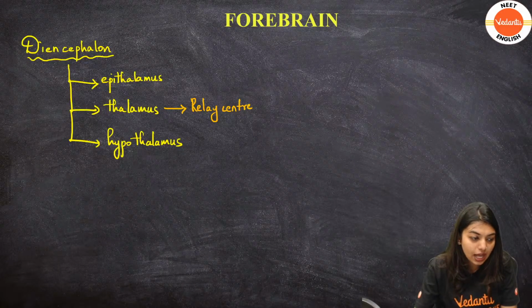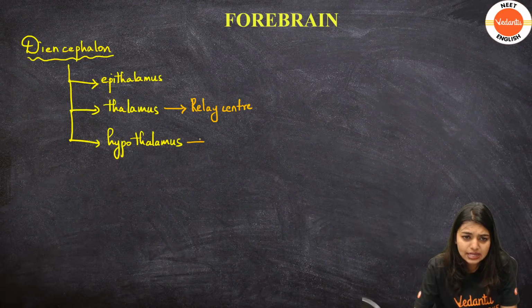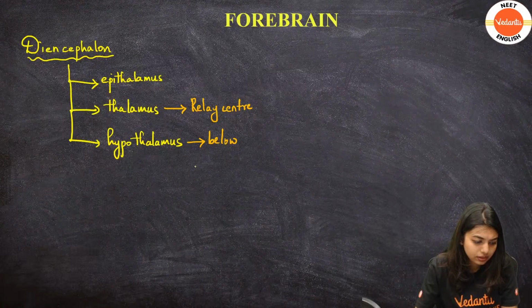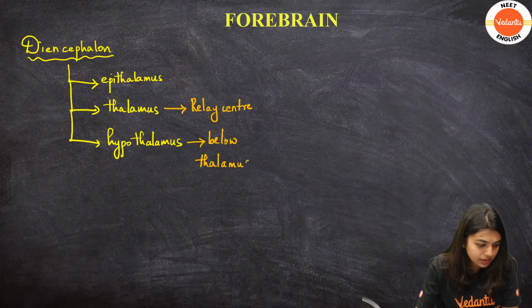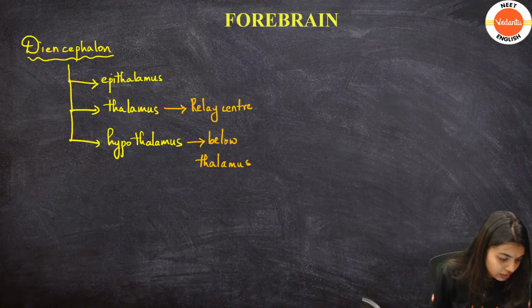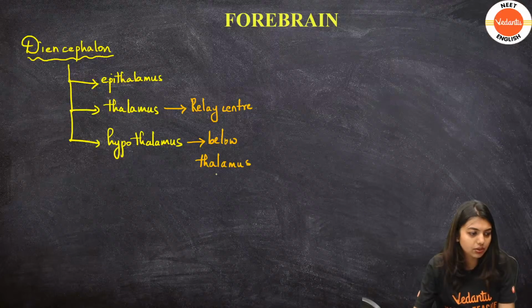Okay, and then hypothalamus is below the thalamus location. Yes, below the thalamus. Okay, is this clear?